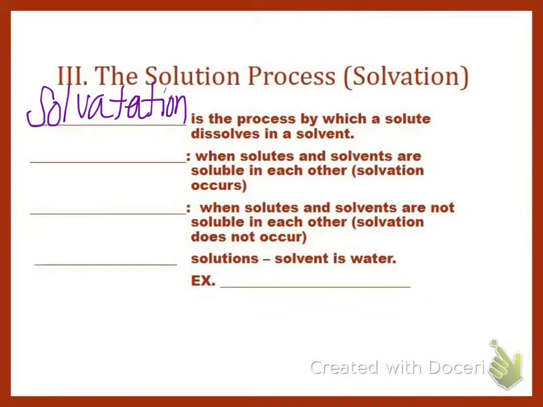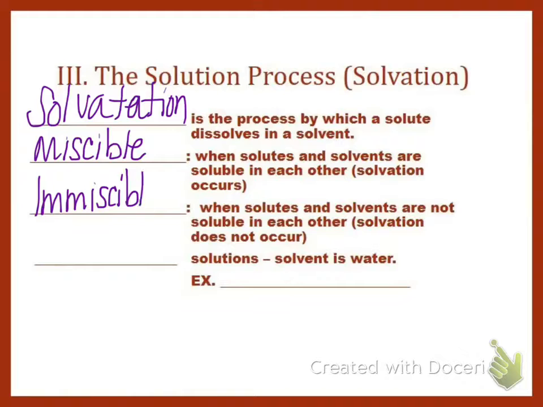The first one is if they actually do mix, so that means the solute will dissolve in the solvent, and that's called miscible. So if I say something is miscible, it basically means that they will mix and form a solution. If they do not, then we say it is immiscible. For instance, oil and water are immiscible.